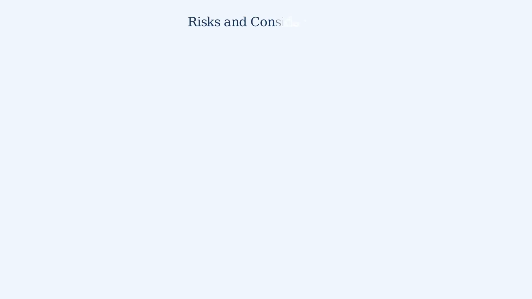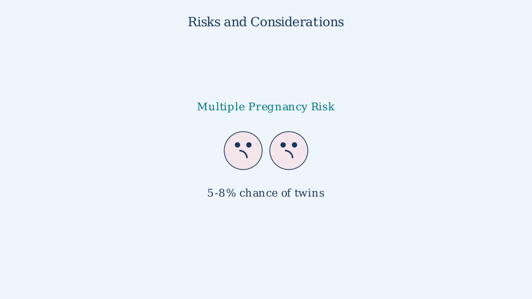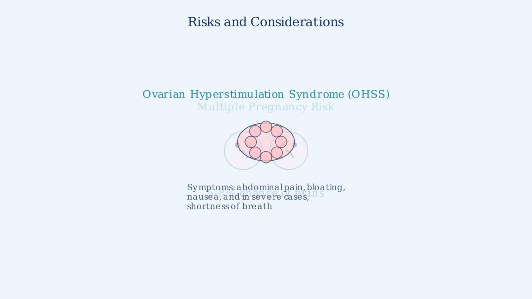While Clomid is an effective treatment for anovulation, there are several important risks and considerations to be aware of. One significant risk is the increased chance of multiple pregnancies, primarily twins. This occurs in approximately 5 to 8% of Clomid pregnancies. Another potential risk is ovarian hyperstimulation syndrome, or OHSS. This occurs when the ovaries become swollen and painful due to excessive stimulation. Symptoms can include abdominal pain, bloating, nausea, and in severe cases, shortness of breath.